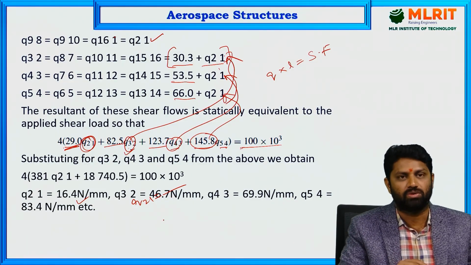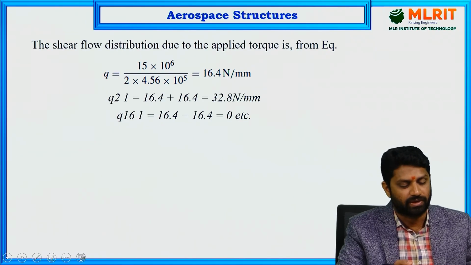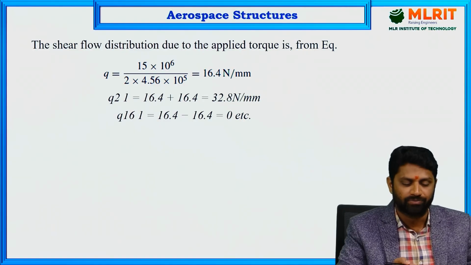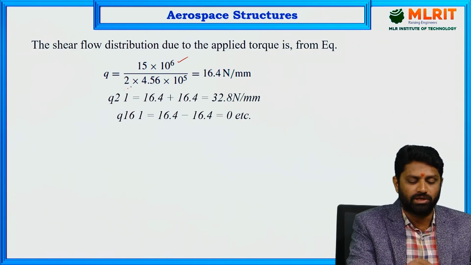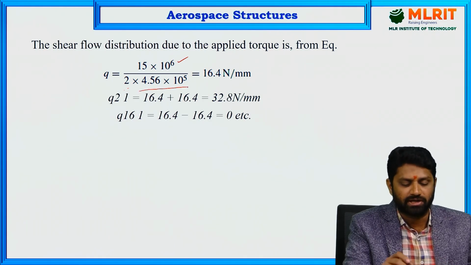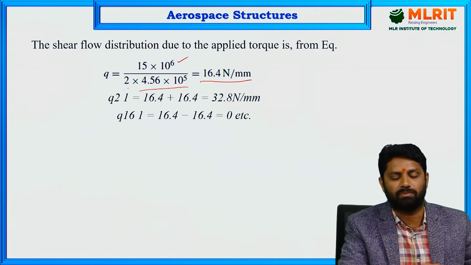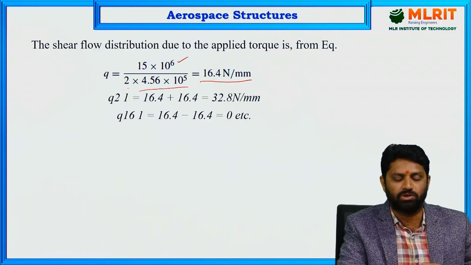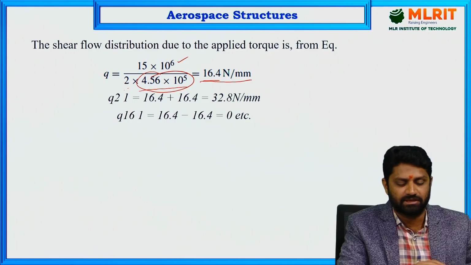So this is how we are going to solve the problem with the torque that is given. The shear flow distribution due to the applied torque is given by Q equals T by 2A. So T is 15 into 10 power 6 divided by 2 into A, which is 4.56 into 10 to the power of 5. So you will get Q equals 16.4, because the shear flow distribution due to the applied torque is Q equals T by 2A, where A is the total area of the cell.